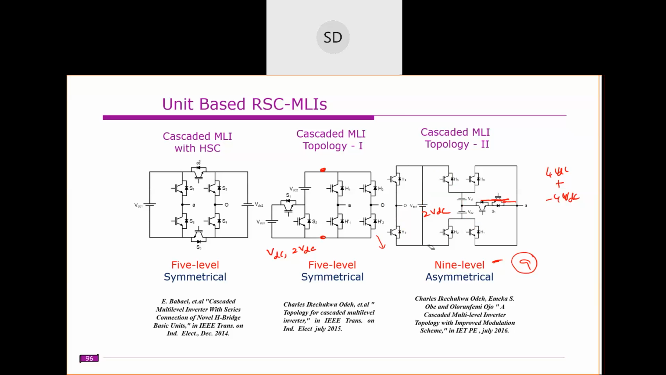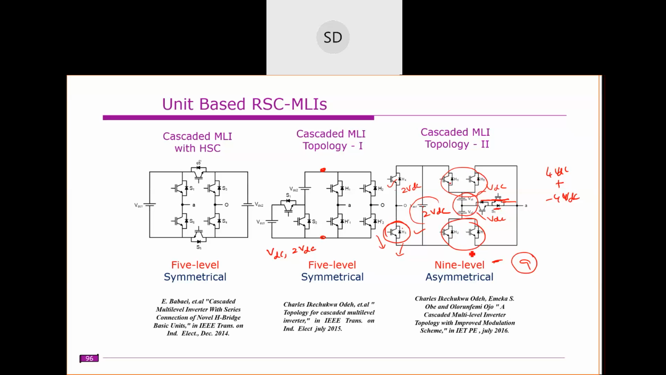The good thing is that these are rated for VDC, and this is also rated for VDC. This entire thing is 2 VDC, so it is shared equally among these. For example, if this switch is on, it is supposed to block 2 VDC, so this switch must be rated for 2 VDC. But the other switches, this one or this one, only need to be rated for VDC.